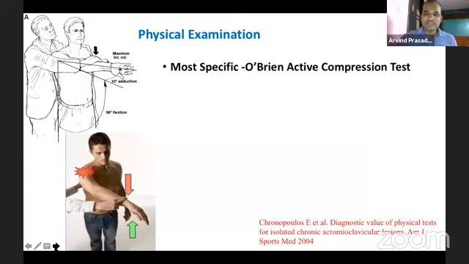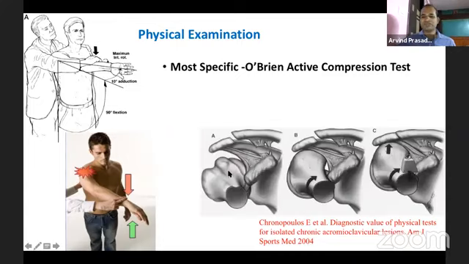So in the physical examination, there are many tests for this. The most specific one is the O'Brien active compression test, in which there is 90 degrees of flexion at the shoulder joint and 10 degrees of adduction, and maximum internal rotation of the forearm. Then the patient is asked to raise the arm against resistance, and the patient will have pain at the AC joint when there is a problem with the AC joint. So let's see what happens there.